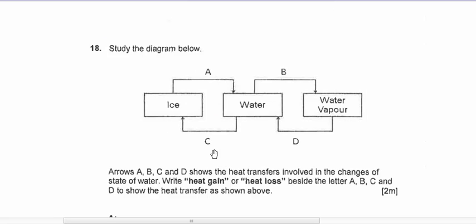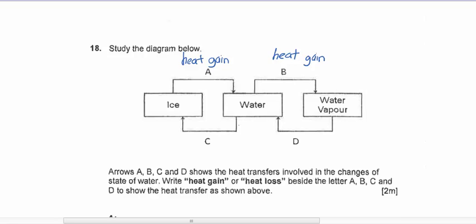Now, question 18. The diagram shows the heat transfer involved in the change of state of water. Write heat gain or heat loss beside the letters A, B, C, D to show the heat transfer. So let's take a look. Ice to water, how does that happen? Do I have heat gain or heat loss? Well, definitely it will be heat gain, because I need heat to convert ice to water. Similarly, water to water vapor, heat gain as well.